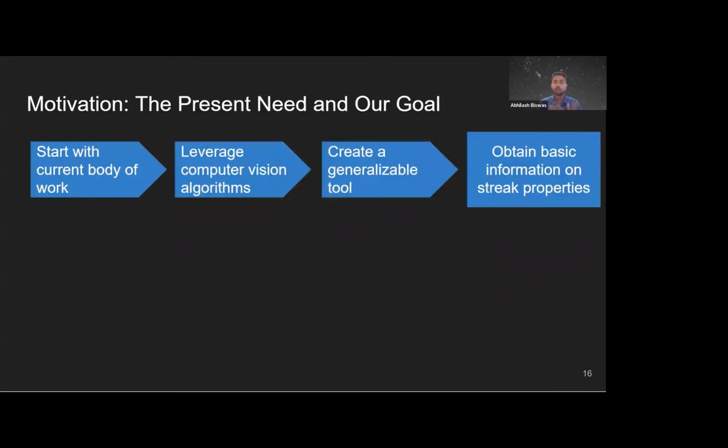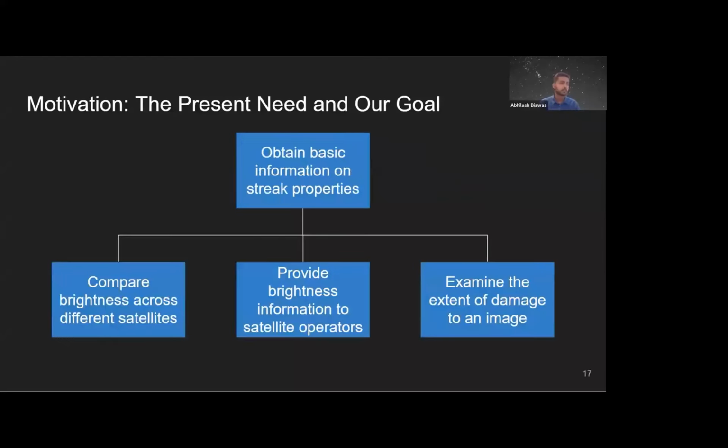So starting with the current body of work, we want to leverage computer vision algorithms and create a generalizable tool that can take in a wide variety of images containing satellite streaks from a range of telescopes on Earth and obtain basic information on these streaks' properties. And as a next step, there are many use cases for this basic information. One of them, for example, is that we know a lot of satellite operators are currently working on mitigation strategies to reduce the brightness of their satellites. And this tool could provide at-scale information to these operators on whether their mitigation strategies are working or not.